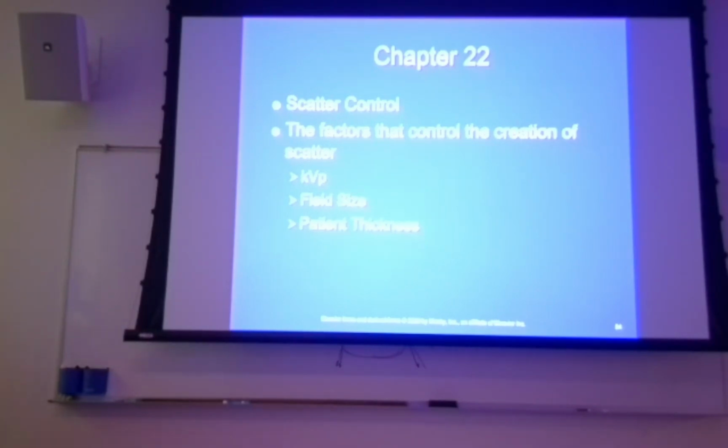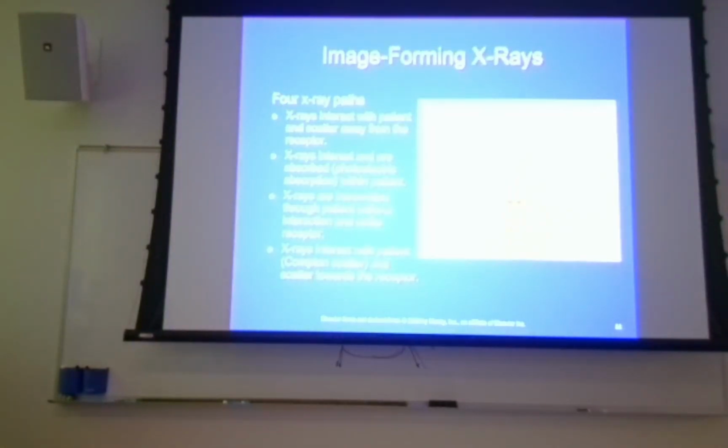So we just talked a lot about what was in chapter 22, so we're not going to belabor these things. Factors of control, creation, scatter: KVP, field size, patient thickness. Of those, 3 are the least significant in image creation now. 4 paths of X-ray interaction. You've got scatter away from the image receptor, total absorption, transmission without any kind of interaction in the patient, and then you've got your Compton scatter. That's where your dose comes from, Compton scatter radiation.